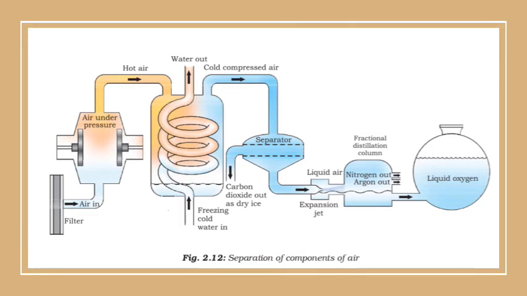Now, where do we separate all these components? In the column which is known as the fractional distillation column. In this, nitrogen and argon are taken in two separate cans and liquid oxygen, as it is in large amount, is going to be taken into a big pot or a big can.